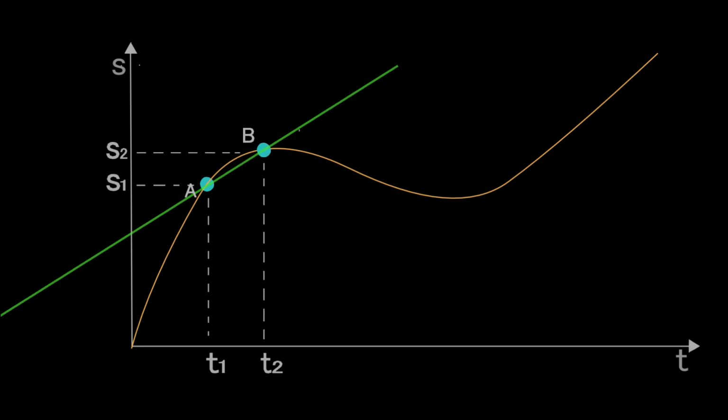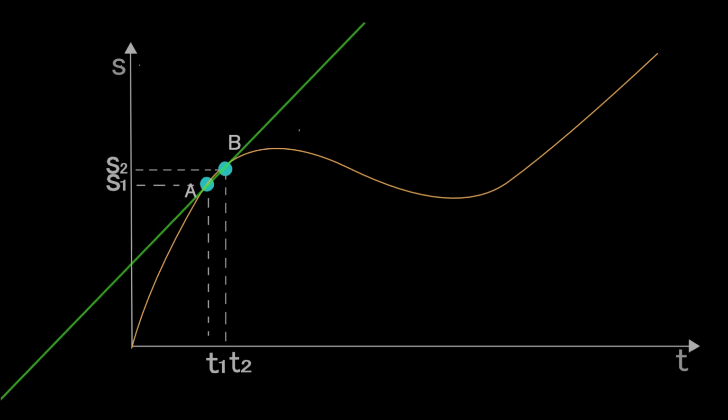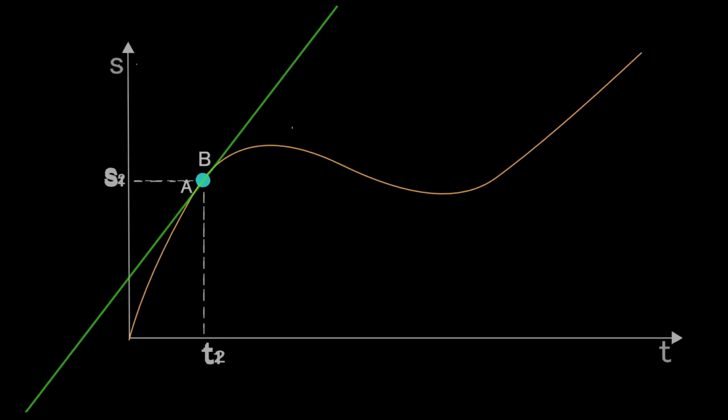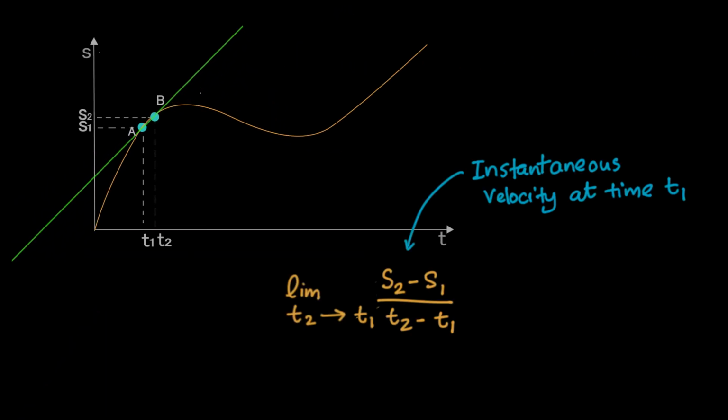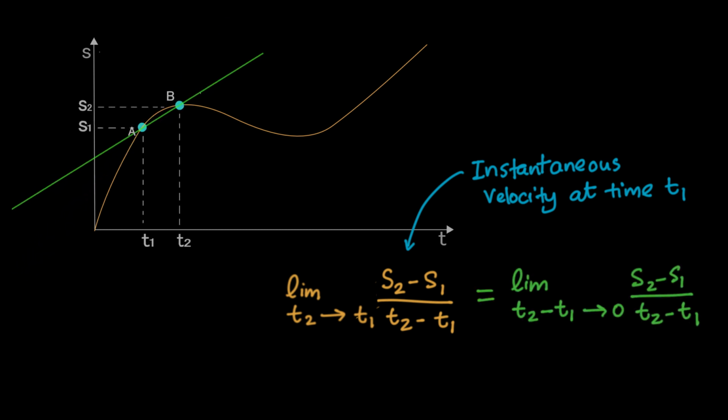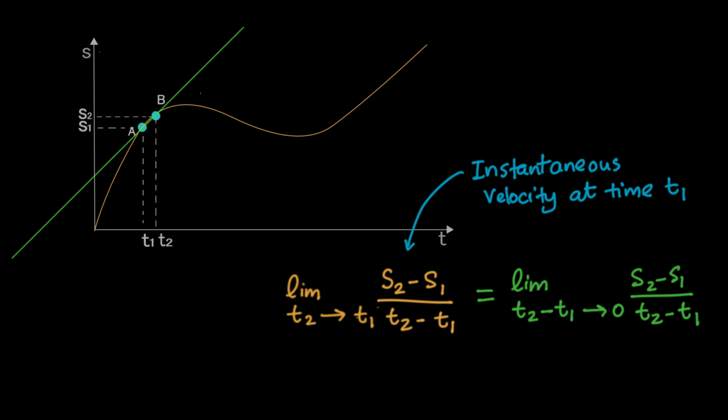Hi everyone, in the last video we have seen that instantaneous velocity at a time t1 is the limit of this expression when t2 tends to t1. In other words, when the difference between t1 and t2 is approaching 0, this expression reduces to the velocity at a time t1. I'll talk about the limit in this video.